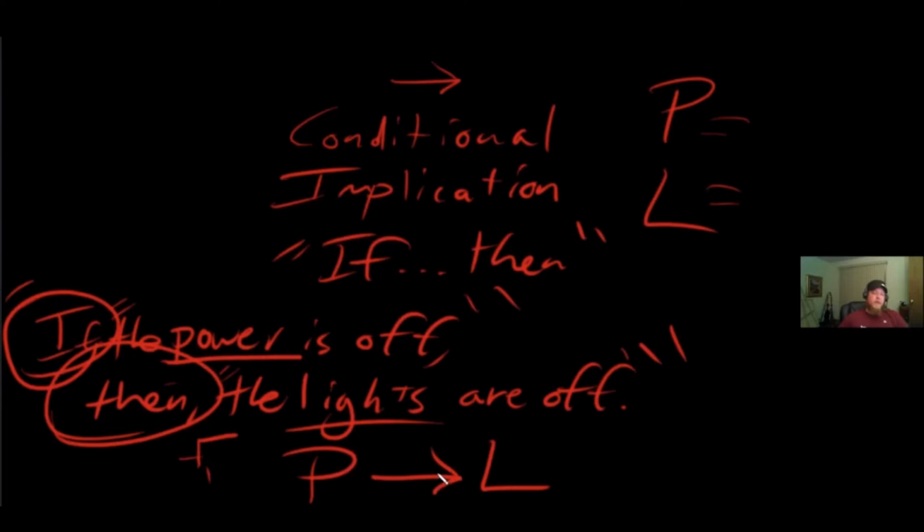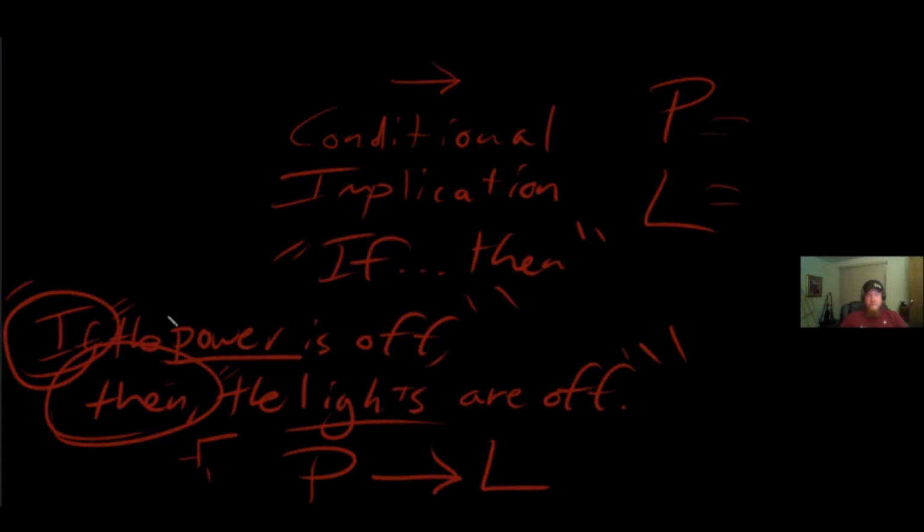Now we're going to do some other things with this, because sometimes things can be implied, and I'm going to show that here in a moment. I said a moment ago that sometimes the aspects can be implied. I said, if the power is off, then the lights are off. But I used the word then. Sometimes we can take it out and it still works. So like this.